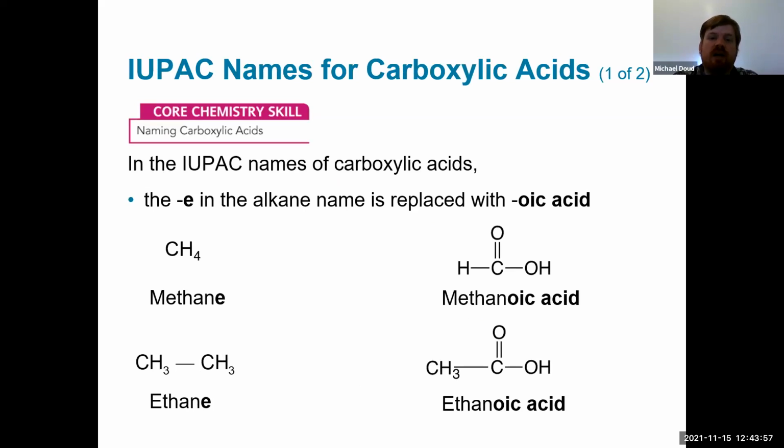Now, the good news is we'll start with the easy thing for carboxylic acids, which is how to name them. They're actually fairly straightforward to name. What you do is you take the longest carbon chain that contains the carboxylic acid, and you take the IUPAC name for the alkane. In this case, we have methane over here. We lose the E, so methan, and then we add oic acid. So the one carbon carboxylic acid is just methanoic acid. Ethane becomes ethanoic acid. Propane, propanoic acid. Butane, butanoic acid. Pentanoic acid, etc.